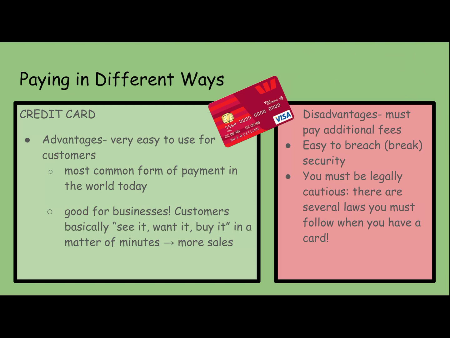Also, another disadvantage is it's very easy to break security. So this means your credit card information can be leaked or stolen, and you have to be very cautious because on the back of your credit card, you have a security code, a 3-digit security code. And if that is stolen, bad things can happen. So it is easy to breach or break security in a credit card.